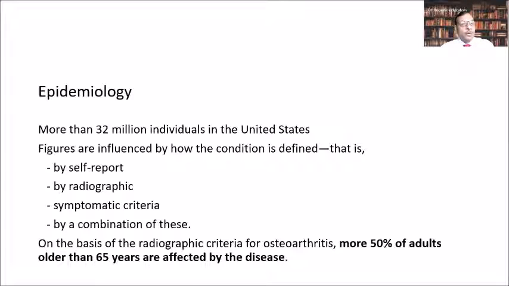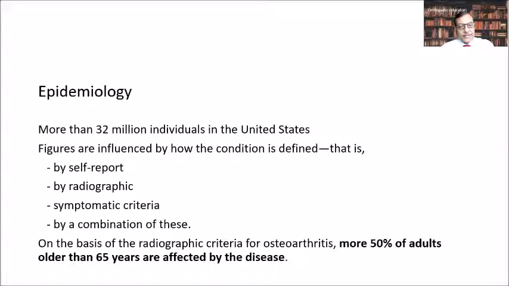The volume of the problem is voluminous. 32 million individuals in the United States. And figures are also very much influenced by how the condition is defined by medical professionals. Should we define it by self-report? Should we define it by radiographic criteria or symptomatic criteria or all of them?